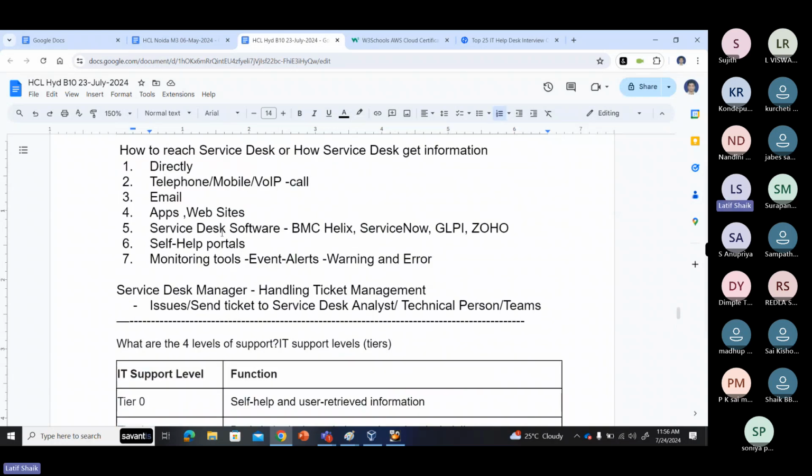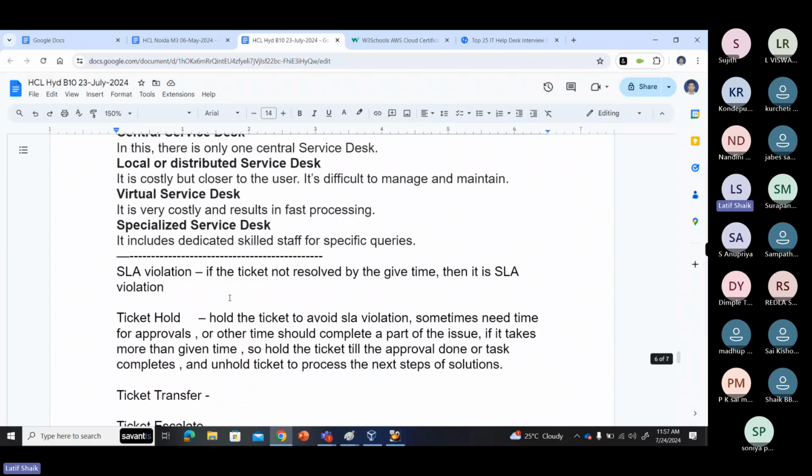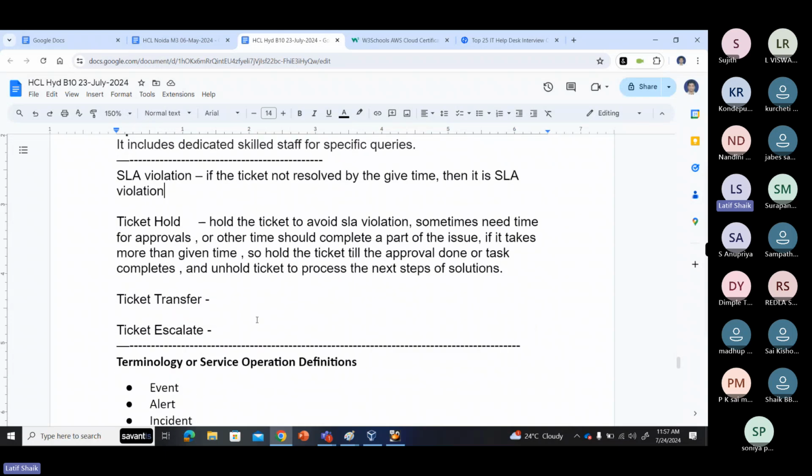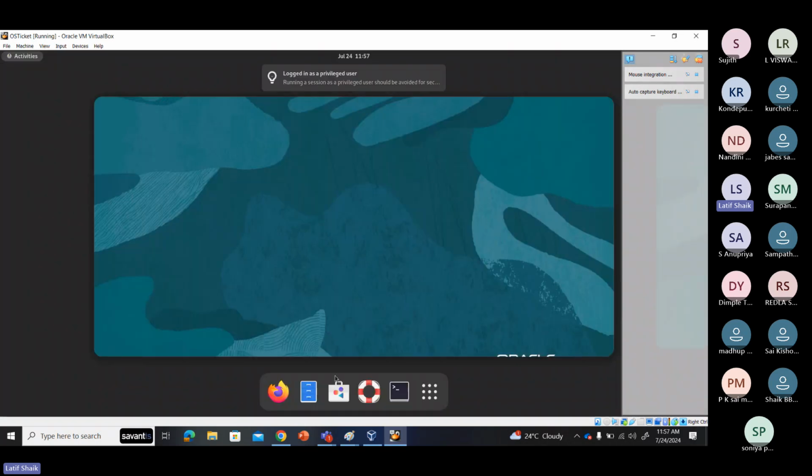Take a small break, guys. Take a 10 minute break. Then I will explain SLA, OLA, UC, and once again the service desk, and what SLA violations are, what ticket holding, ticket transferring and ticket escalation are also. Take a 10 minute break. We'll come back in 10 to 15 minutes. Come back by 12:10, 12:15 max.